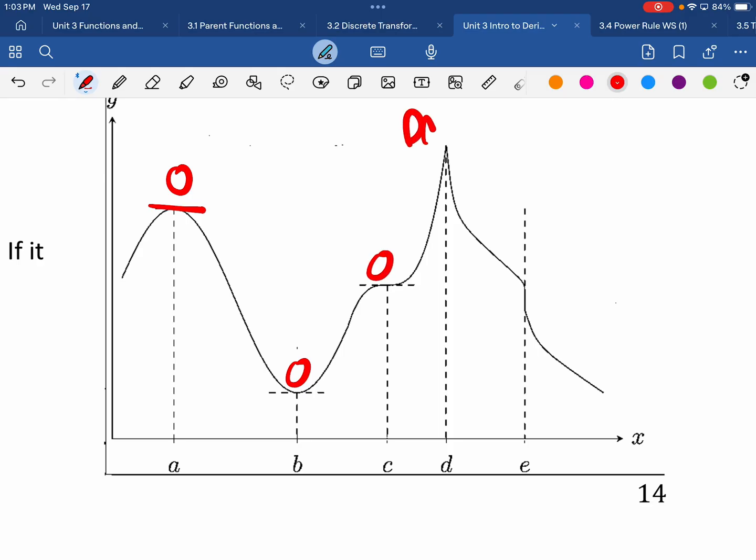D and E. Why D and E? Because it's a cusp, a corner. And what about at E? Vertical tangent, so also D and E.